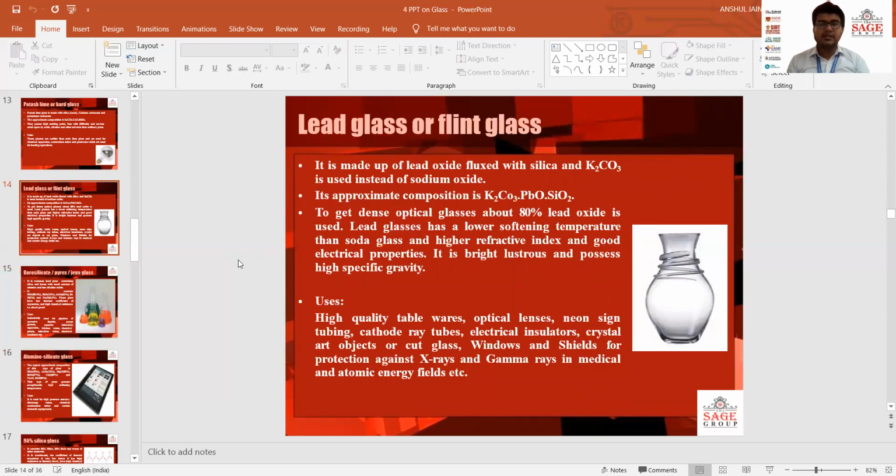Then we have the lead glass, which is also called the flint glass. An example has been shown to you in this image. This is made up of lead oxide, which is mixed with silica and potassium carbonate, K2CO3. They are a dense type of glass, having more than 80% lead oxide, and they have a lower softening temperature. Thus, they are used in tablewares, optical lenses, and cathode ray tubes. They have good electrical insulation property. So they are used in windows, shields for protection from the X-rays, where X-ray work is done in the medical field.